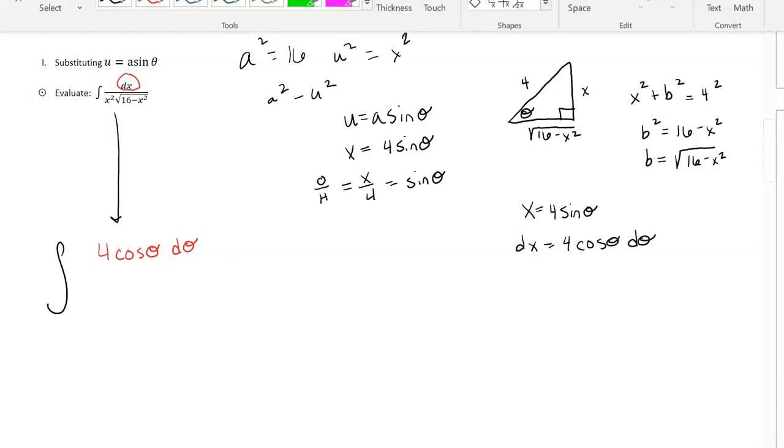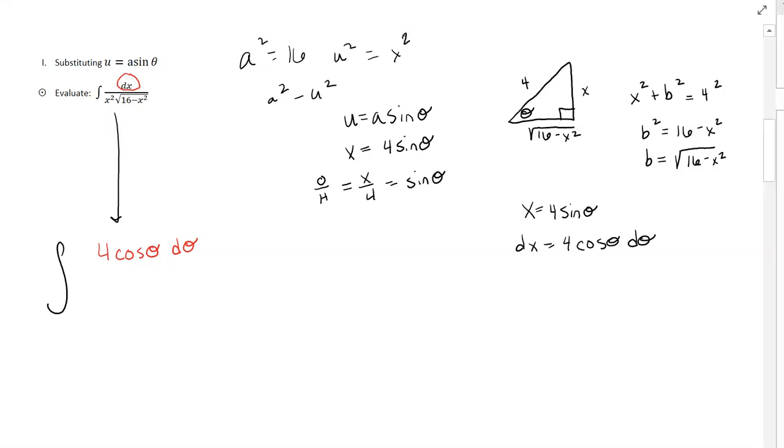I also have an x squared, and instead of x squared, I'm going to write 4 sine of theta squared, because I know that x is equal to 4 sine of theta. The last piece here is the square root of 16 minus x squared. And that's the part that's a little bit trickier to find.